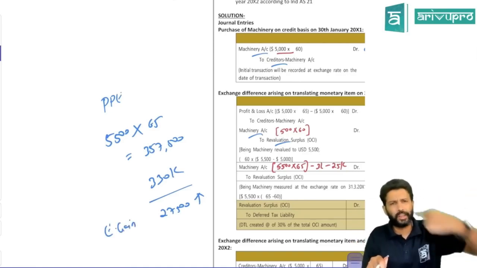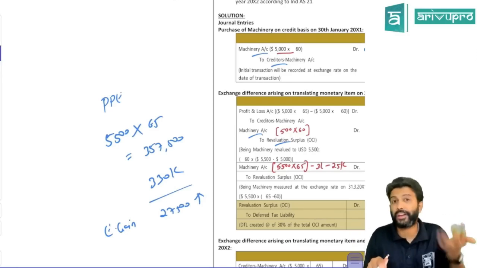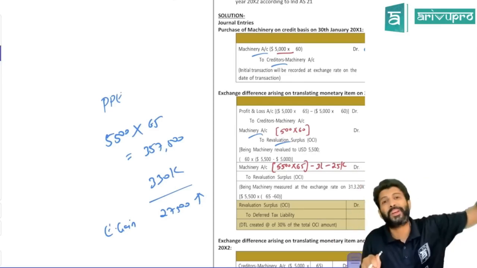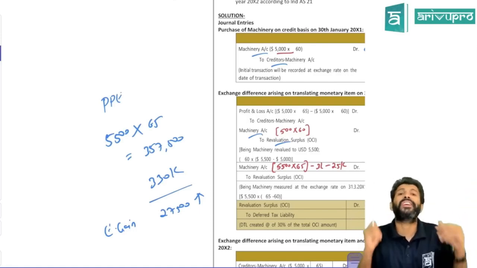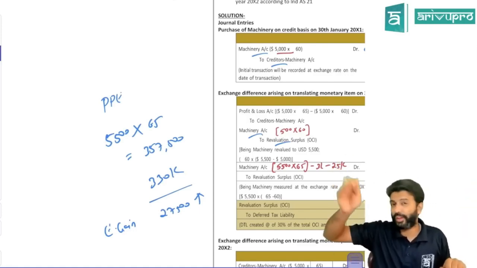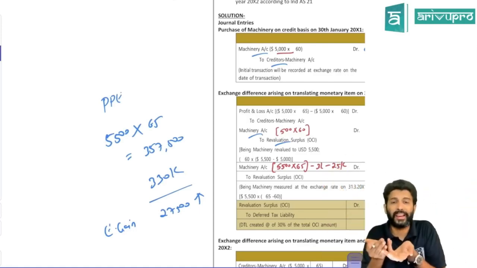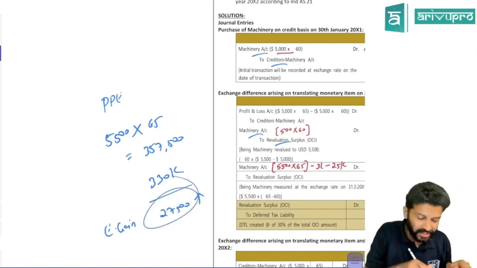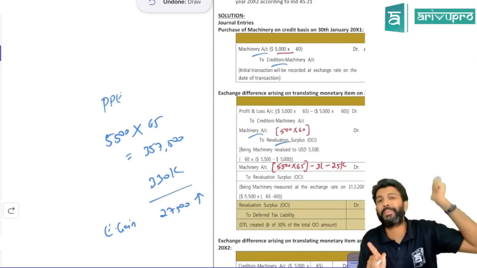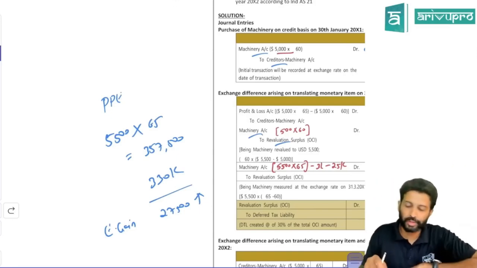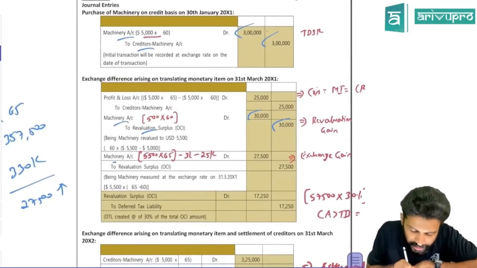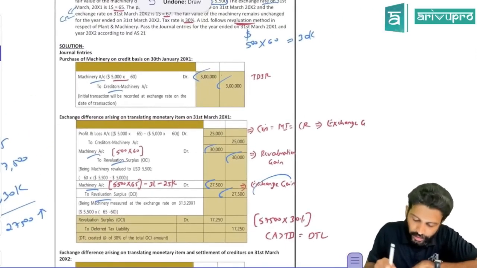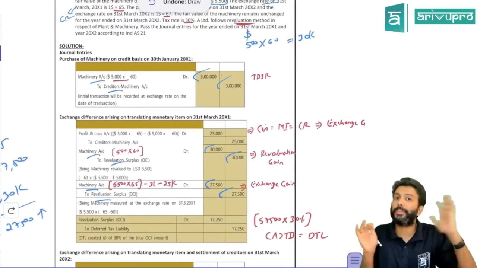So what is the journal entry? You write machinery account debit 27,500. What will you credit? What does IND AS 21 say? Exchange gain or loss is as per the respective IND AS. What does IND AS say? When you follow the revaluation model and you get a gain, you have to transfer it to revaluation surplus. That means this exchange gain will not be transferred to P&L. It will be transferred to revaluation surplus only. So you pass the entry: machinery account debit to revaluation surplus, 27,500. This is your exchange gain. Done. This is for the machinery.